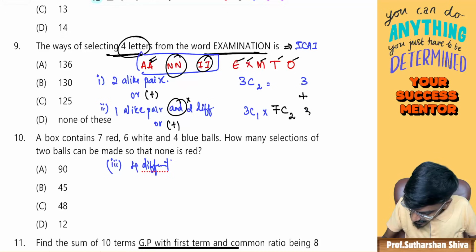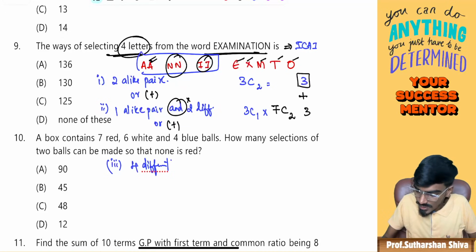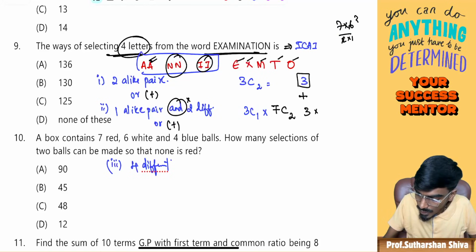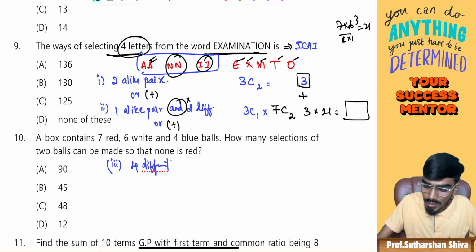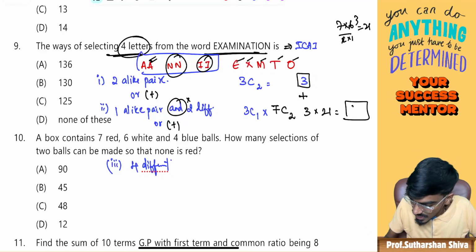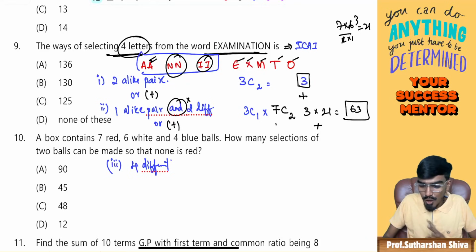3C1 is 3. 3C1 is 3 into 7C2. 7C2 is 7 into 6 divided by 2 into 1, which is equivalent to 21. So 21 into 3 is 63. Plus 4 different, all 4 are different.